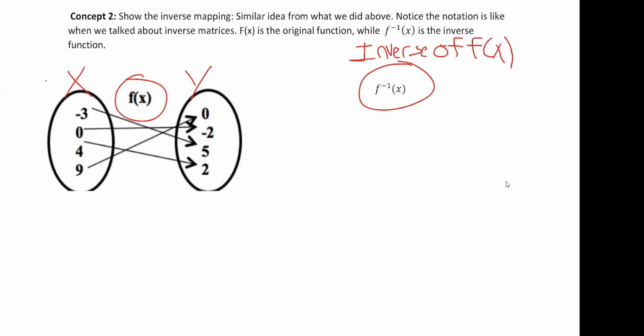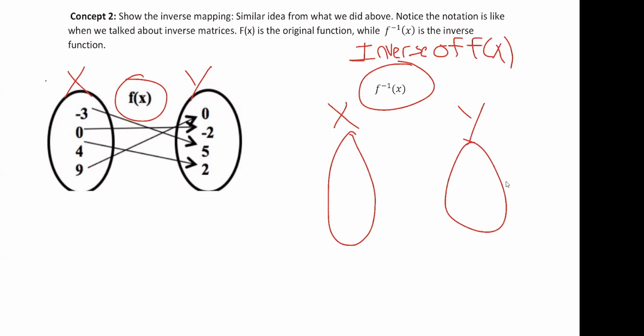To find the inverse of a mapping, you draw your two ovals for your x and y, and you swap the numbers around. So the y numbers now go in the x oval, and the x numbers go in the y oval. So -3, 0, 4, and 9. Just like the points, the x's and y's all swap places.